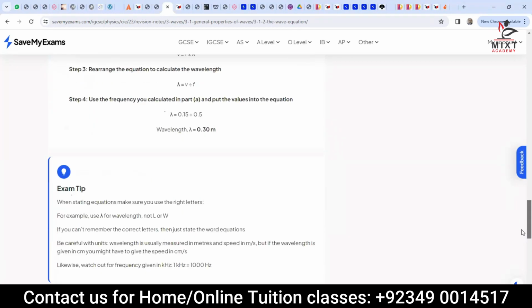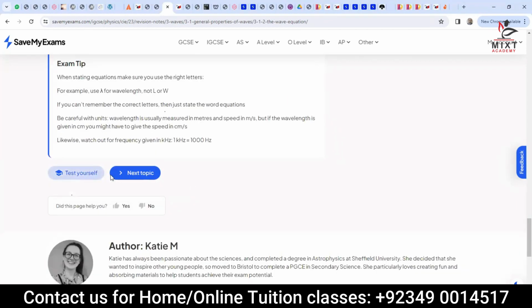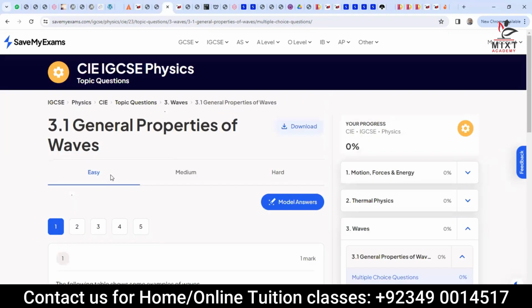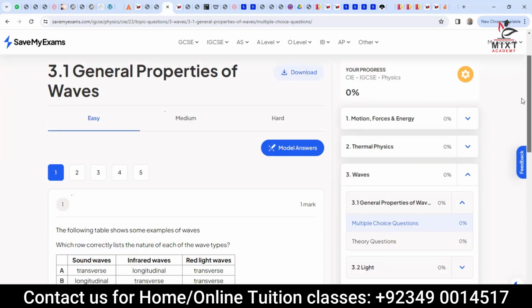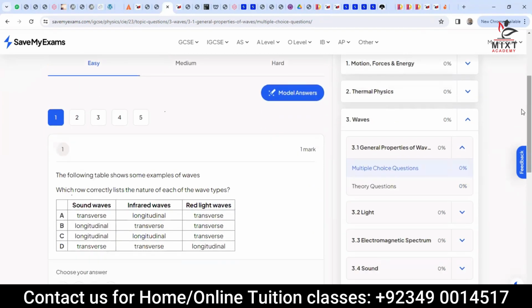Okay, now quick test. They are saying test yourself, so let's test ourselves as well. One by one, please let me know. Whoever I ask, please tell me the answer. They say the following table shows some examples of waves. Which row correctly lists the name of each wave type: sound waves, infrared waves, red light waves? Which column is right? Can you please tell me A, B, C, D?